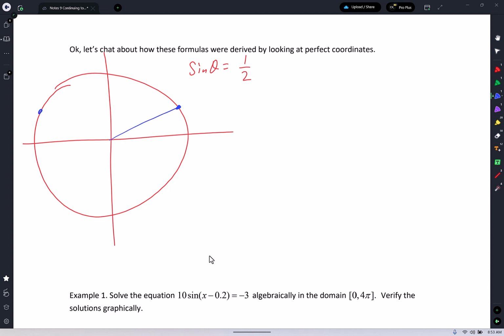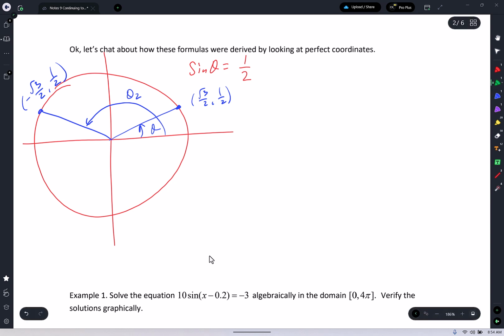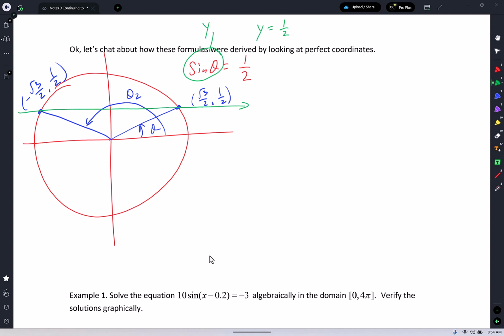That angle there will give me that 1/2 because that coordinate is square root of 3 over 2 comma half. And this angle here, which I'll call theta 2, will give us negative square root of 3 over 2 comma half as well. Later on, when you do Delta Math, remember that I told you that sine was equal to y. This is like saying y equals 1/2. So if I were to draw a horizontal line at half, check it out. That green line there is y equals 1/2.